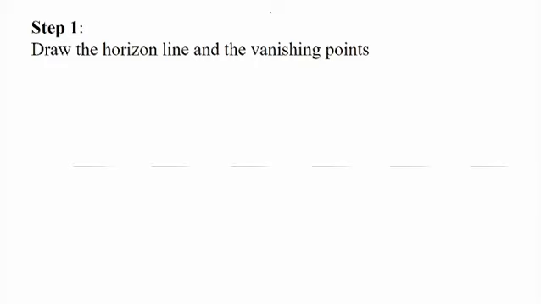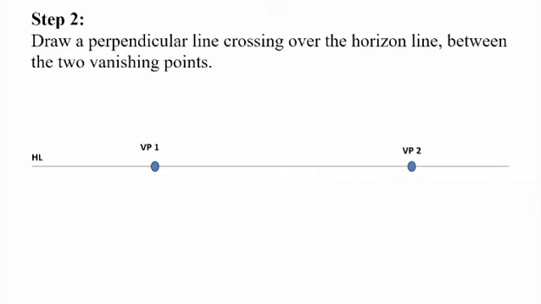Step 1. Draw the horizon line and place 2 vanishing points on it. These 2 vanishing points should be spaced out from each other to prevent distortion. Step 2. Draw a perpendicular line crossing over the horizon line between the 2 vanishing points. Two-point perspective is most commonly used for drawing buildings or interiors. Hence, this line can represent the corner of a building.